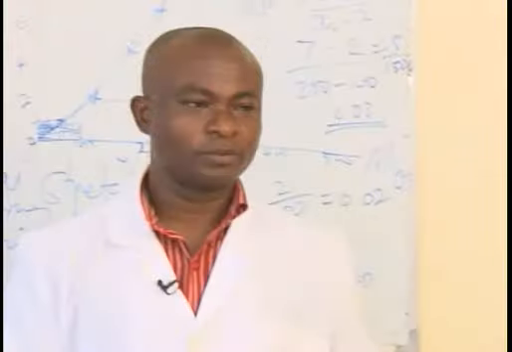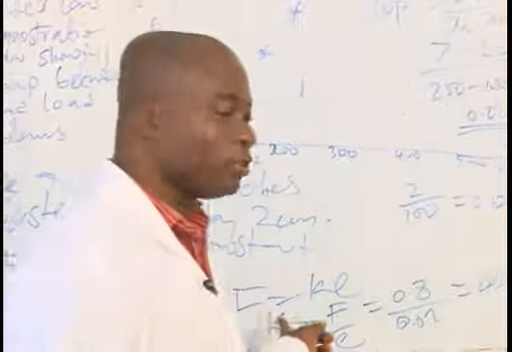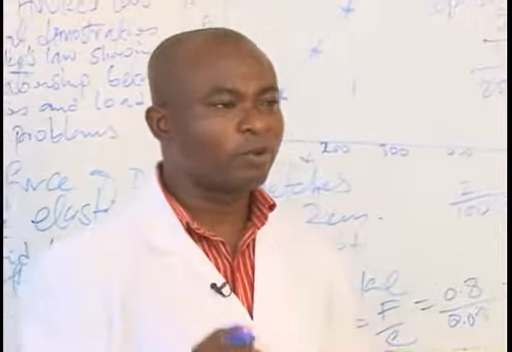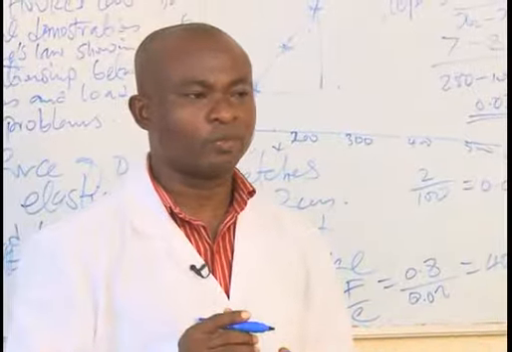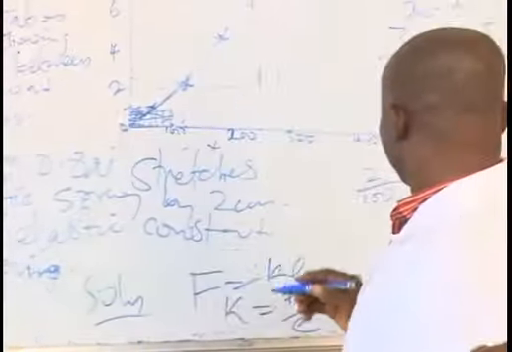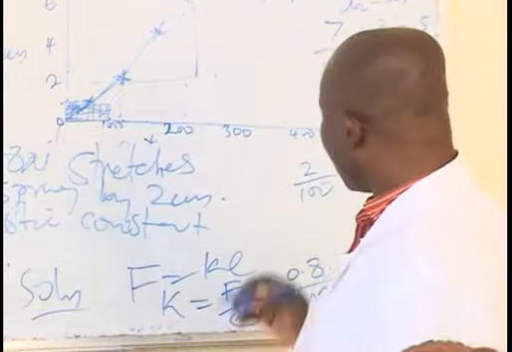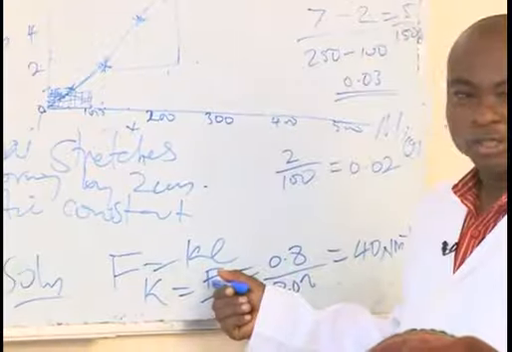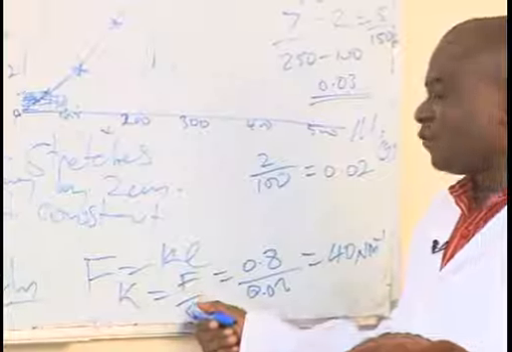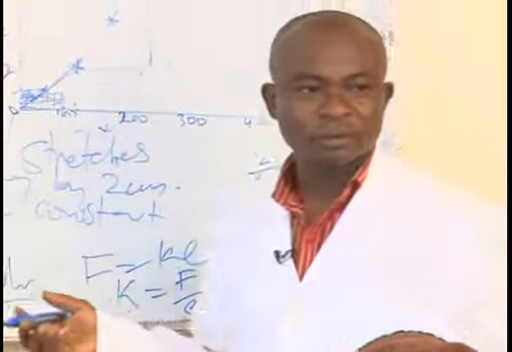Good. 40. Now let me ask. This is the proportionality constant. What is the unit of proportionality constant K? The unit of K is newton per meter. Thank you very much. Why is it newton per meter? The unit of force is what? Newton. The unit of extension is what? Meter. So that is it.